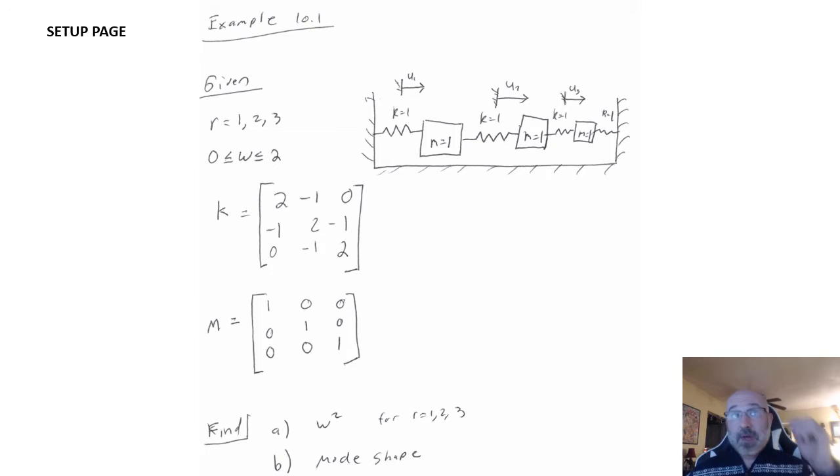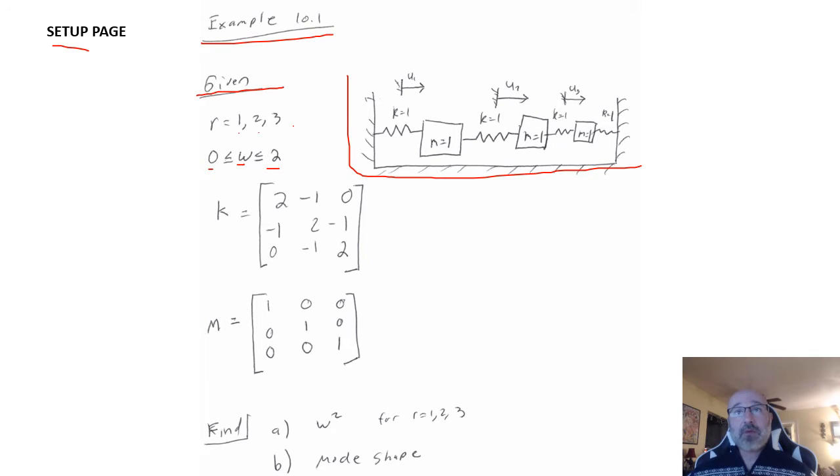So with the information that we have there, we can create our setup page. So on our setup page here, name of our problem, example 10.1 here, we're given our R values for 1, 2, and 3. We're given our omega going from 0 to 2. We're given our initial diagram that we drew out here. Those are 3 masses, our 4 springs, our 3 distances. And we have our K matrix and our M matrix right there. And what we're looking to solve for is our omega squared terms for R equals 1, 2, and 3. And for part B, we're looking for our mode shapes.